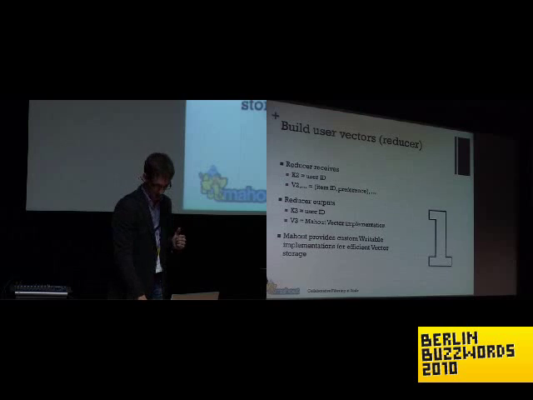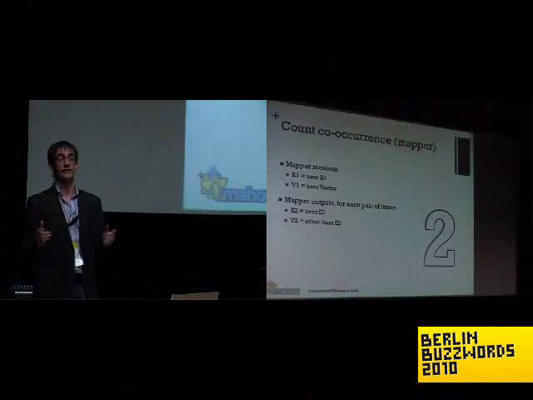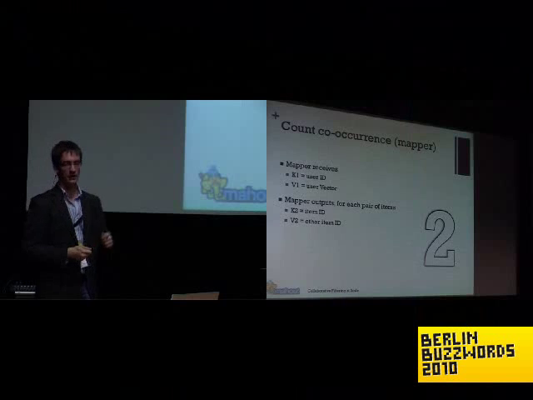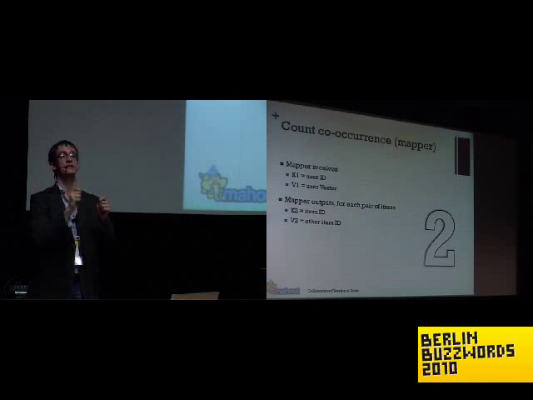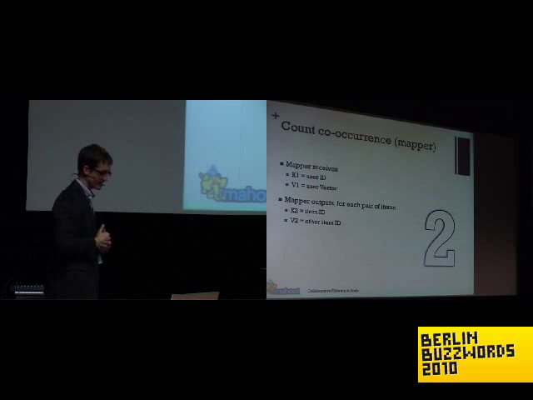That's stage one. Stage two, we count co-occurrence. We construct that big matrix we saw. Co-occurrence is pretty easy once you have the user vectors, because once I have for every user, every item that they have some association to, I can simply output for each item, every other item in that user's list of items, and then go count those up later. So that's exactly what this does.